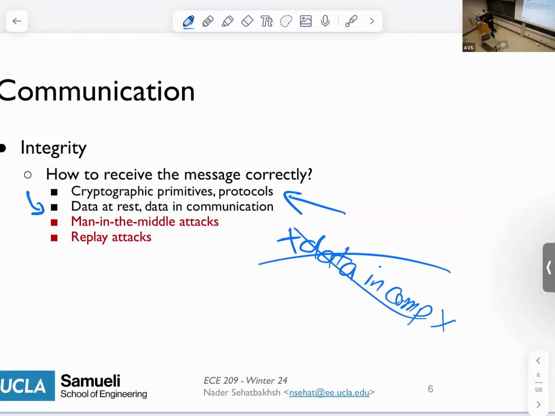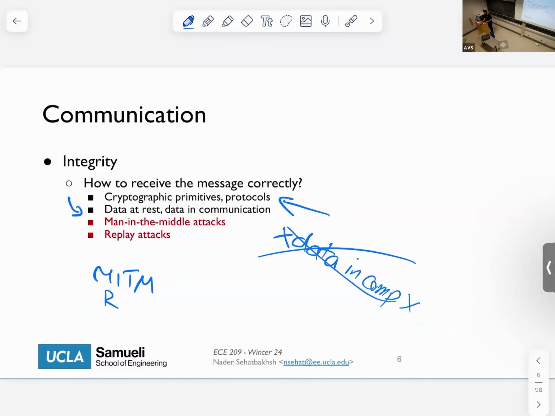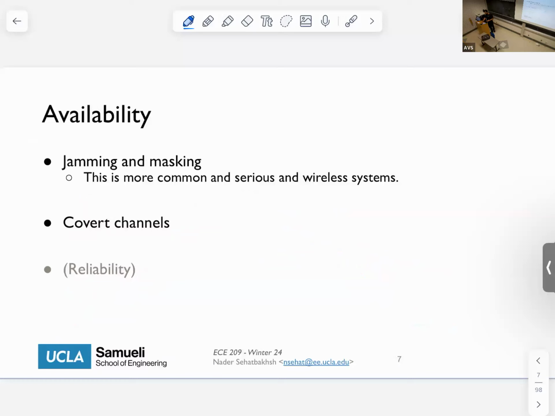Here, the common attacks are man in the middle, that you probably have heard a lot about. And then the replay attacks, which means that the attacker tries to substitute a message with some old message, or take it out and not send it, and all those things. So confidentiality and integrity are the main two things being covered in this area. And again, it's one of those things that we're not going to talk about in this class.